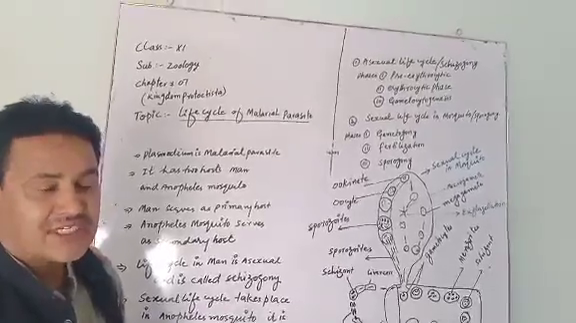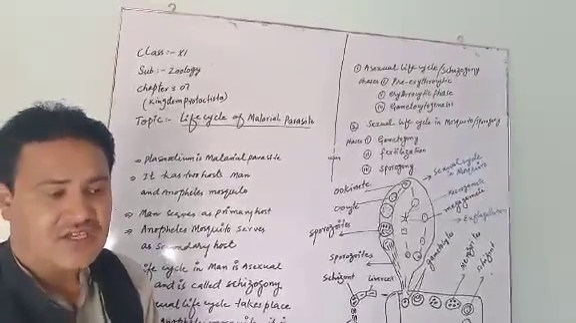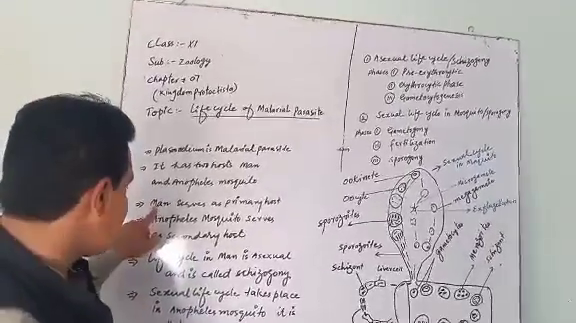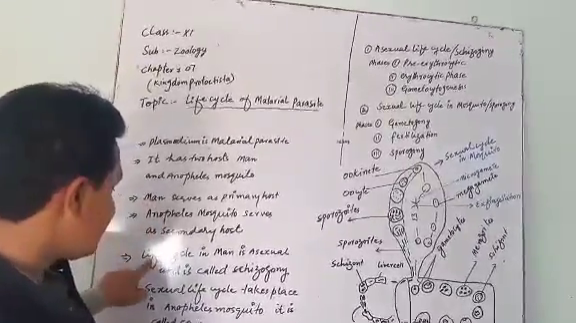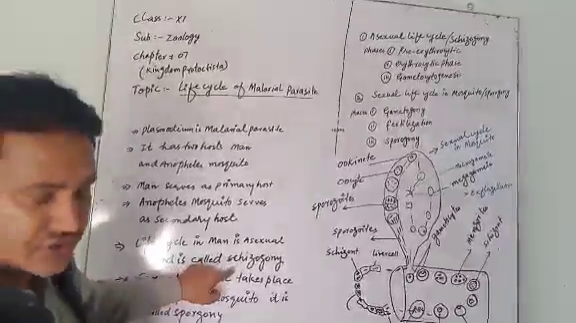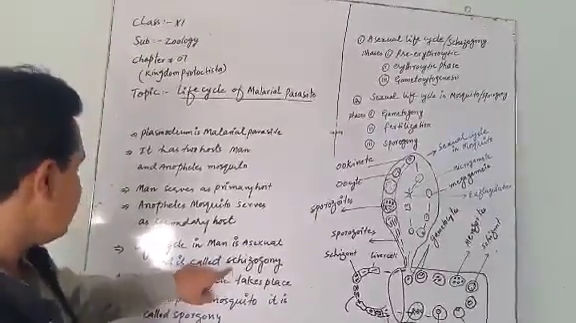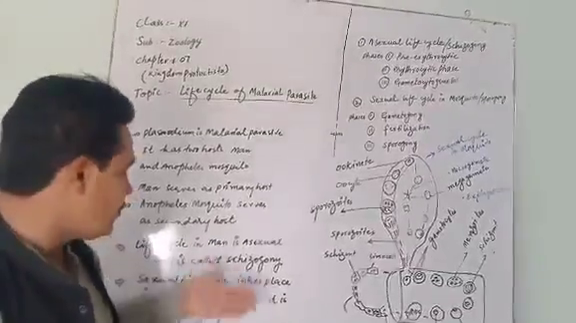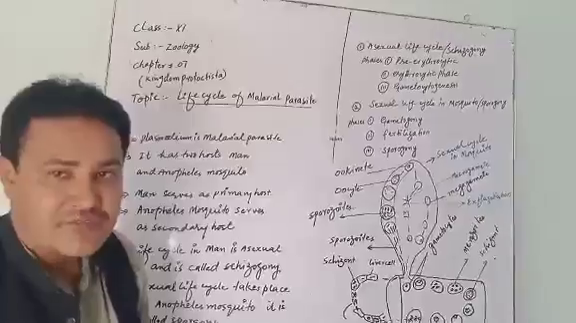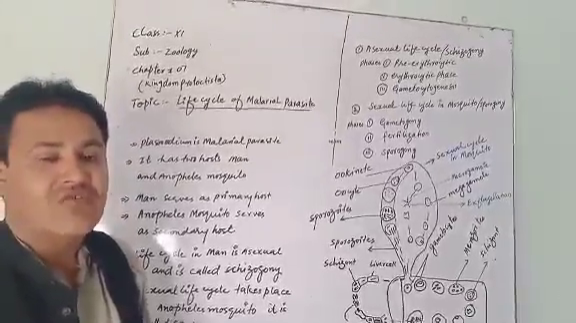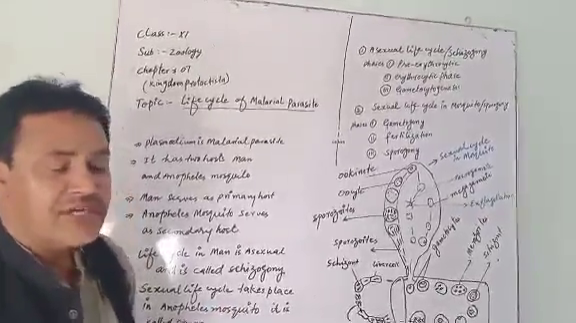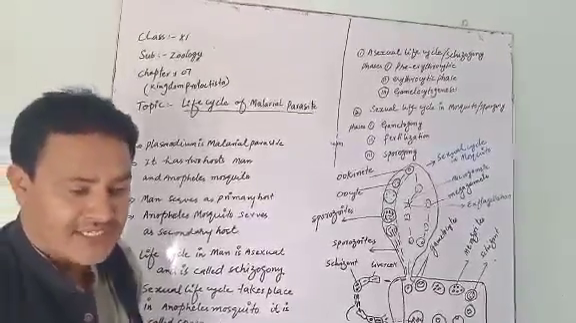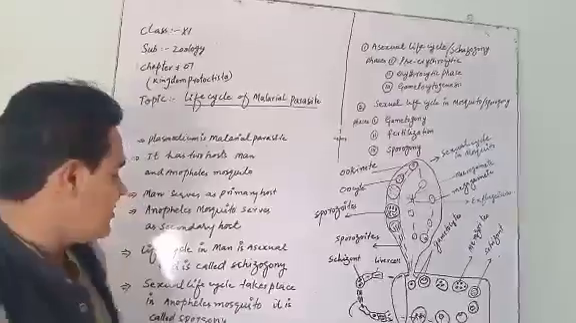Plasmodium lives in man as well as in mosquito. When it lives in man, the life cycle is called schizogony. It means here Plasmodium reproduces asexually. Schizogony is asexual reproduction. It is a kind of multiple fission. What is multiple fission? In which one cell multiplies into many cells.